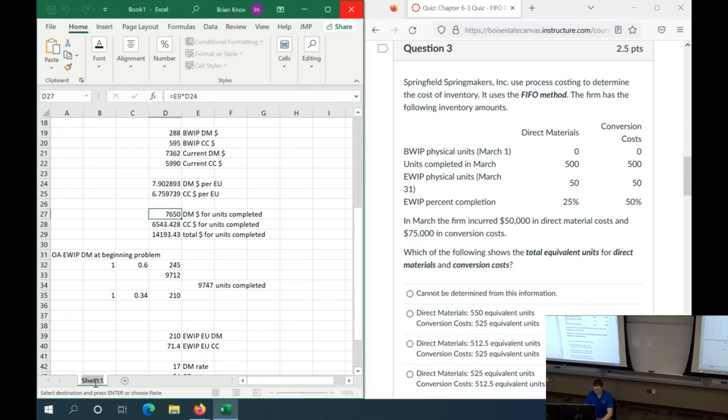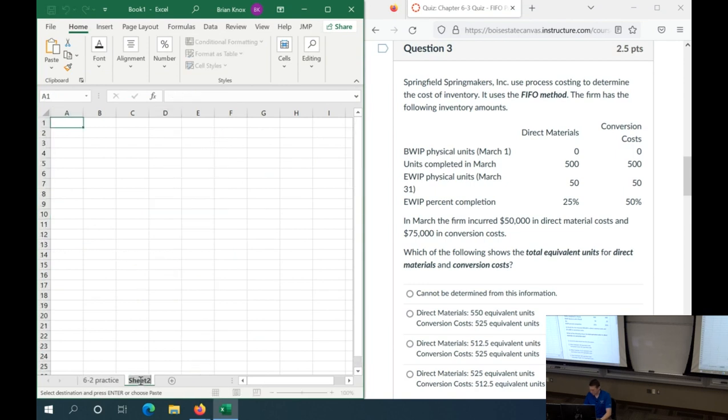So let's build up a spreadsheet on this. This is 6-2 practice, 6-3 practice, FIFO, do not eat. Okay, yeah, that's my attempt to warn you not to do this 6-3 stuff we're doing on the quiz that's due tomorrow. So yeah, this is Springfield, TEU, DM, and CC problem.